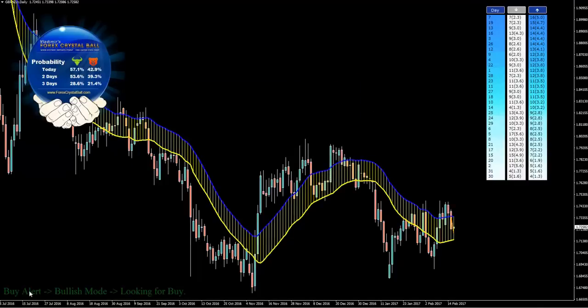It gave us a buy alert, bullish mode. We're looking for buys today. We got the statistics and the crystal ball correlated. They go hand in hand. The statistical indicator tells me what are my best days for buys and what are my best days for sells, and the predictor tells me what are my chances to get a bullish day today and on the next 2 coming days. And here I got above 50% for both. That's huge. That's very, very powerful.